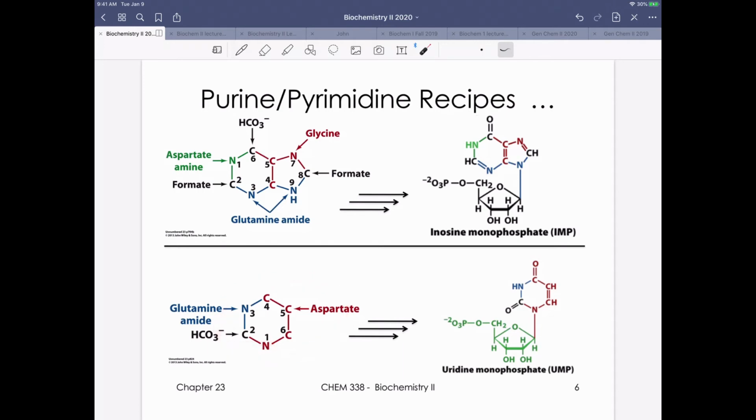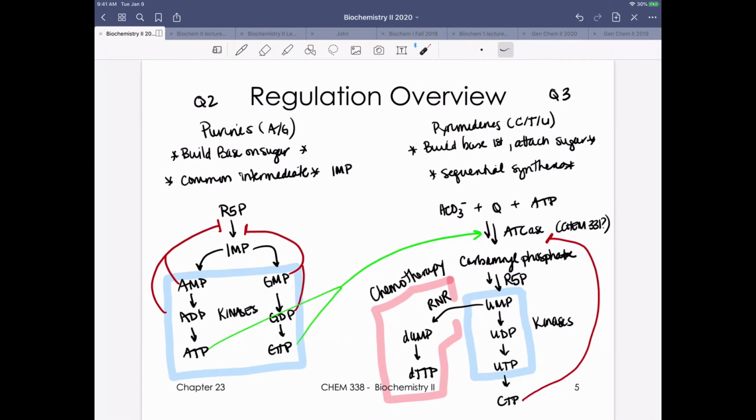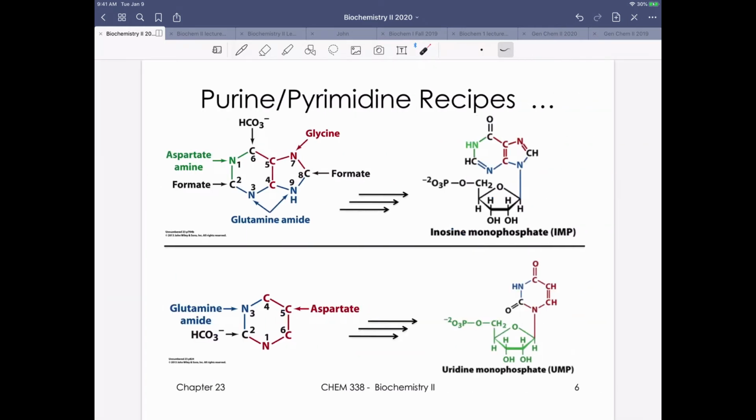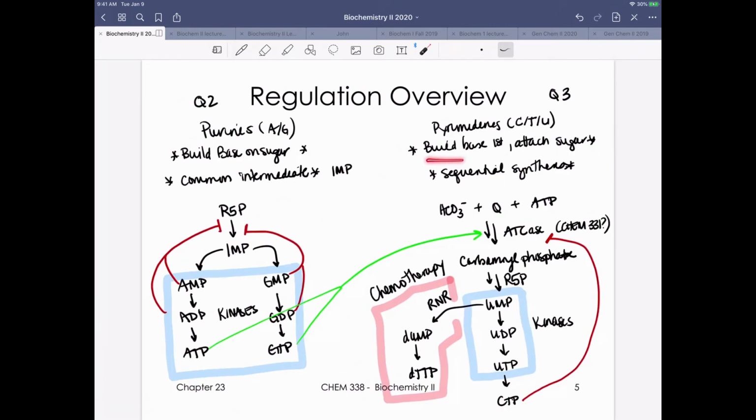Same thing here when we talk about pyrimidines. So again, remember for pyrimidines, we build the base first, and then we attach the sugar. So we're going to have lots of chemistry that essentially builds this single ring. We have the double ring for purines, and for pyrimidines, we have the single ring here. We're going to, again, build that first and then attach to the sugar. And we're actually going to build U first. And then from U, we're going to convert to C and then T.